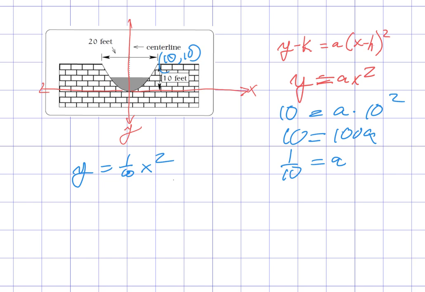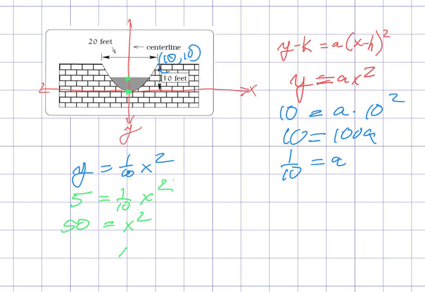The question then asks, what is the distance across when the depth is 5 feet? So now I have a depth here that's 5 feet, or in terms of the xy axis, this is 5. What is the width? So we're going to use this equation, 1/10 x squared equals 5, so 50 equals x squared.